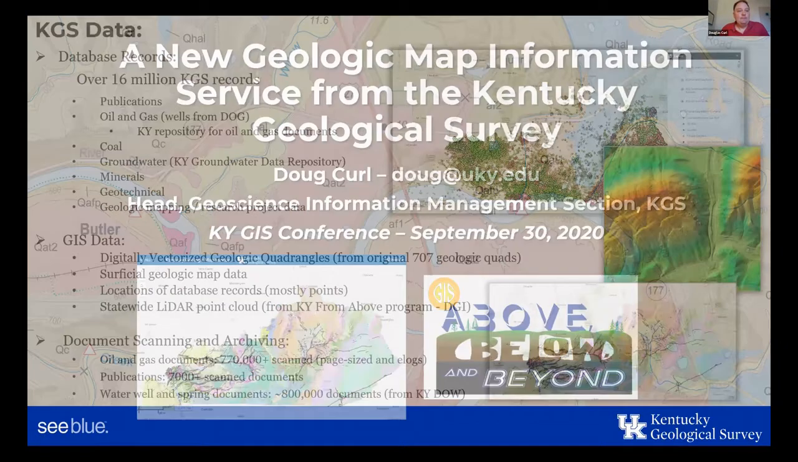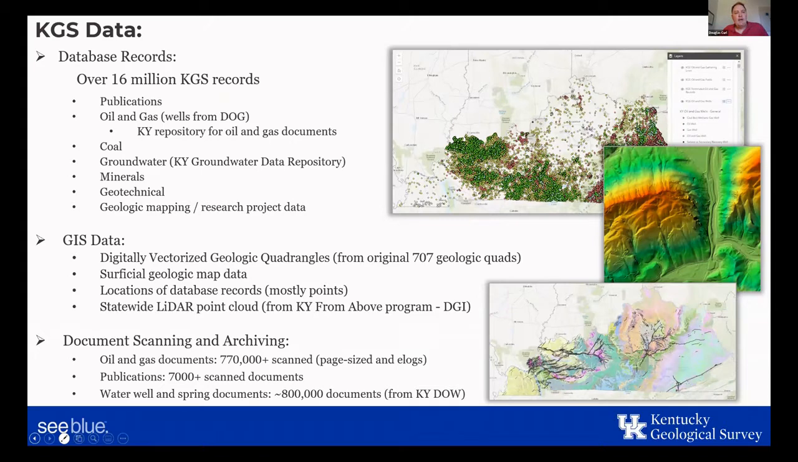I can't decide that. But if we look at KGS data, we have a lot of database records and a lot of GIS data that we store at KGS. We have over, at the last count, 16 million KGS records. A lot of this is oil and gas related. We have wells from the Division of Oil and Gas. We're the official repository for their documents, so we also keep their oil and gas well data. Of course, coal data and groundwater. We're the Kentucky Groundwater Data Repository, so we keep groundwater wells and springs, that sort of thing.